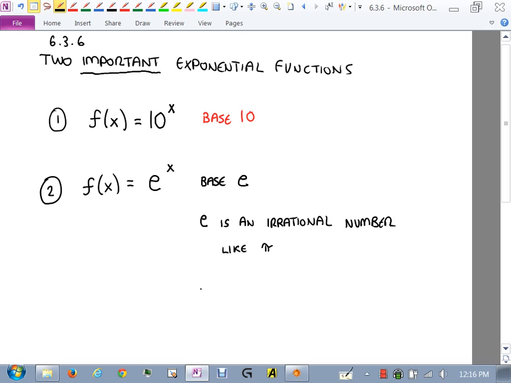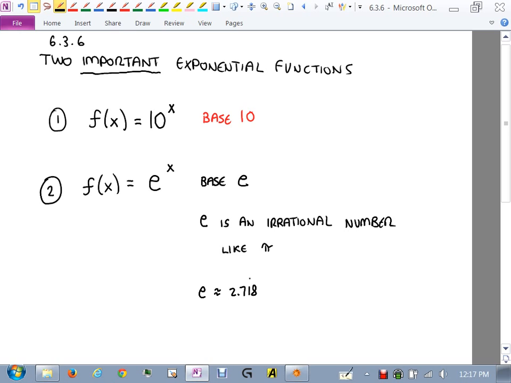Now, e is approximately 2.718, and it keeps going. It's approximately that. That's the thing about an irrational number. It's impossible for an irrational number to be a fraction. Now, you can approximate it that way, but you can't. 22 over 7, though, that's the approximation of pi. No, it's an approximation. Yes. Not every number can be represented as a fraction. The irrational numbers cannot be represented as a fraction.